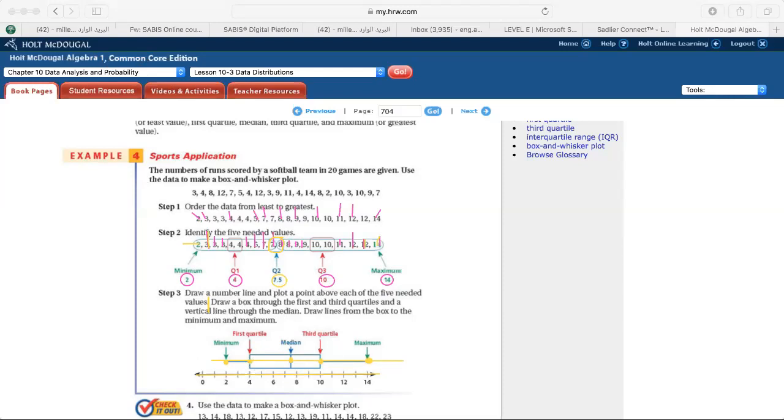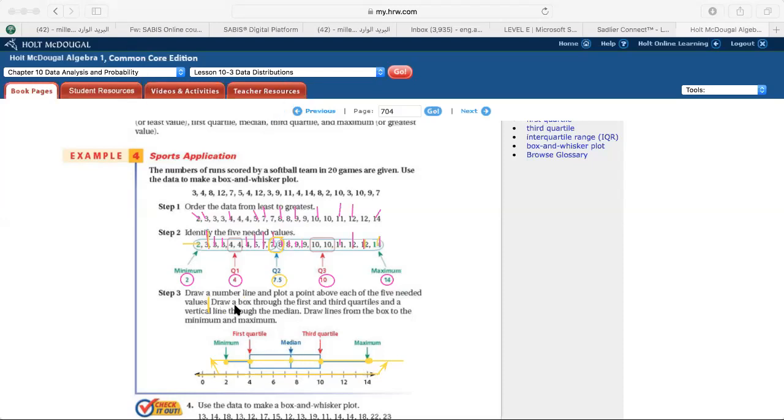Okay? I plot them all together on one line, above the number line, not on the number line, but above the number line. As you see here, it is above. It is not on. What I'm going to do next?